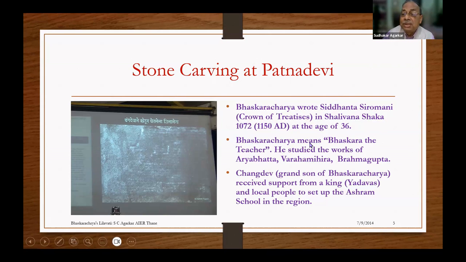Then it is also written that Bhaskaracharya means Bhaskara the teacher. He studied the works of Aryabhatta, Varahamihira, Brahmagupta, etc. And he was the head of an astronomy group at that time. Changdev, who was the grandson of Bhaskaracharya, had his ashram there, and he received support from the kings of that time, the Yadavas, and also local people in this region. This is the information about Bhaskaracharya.